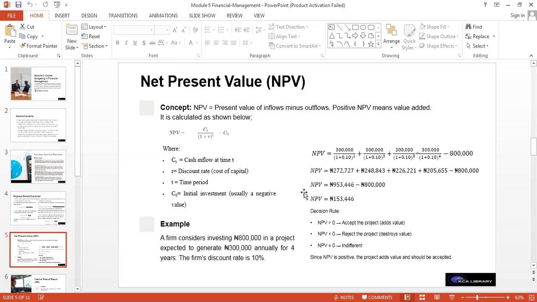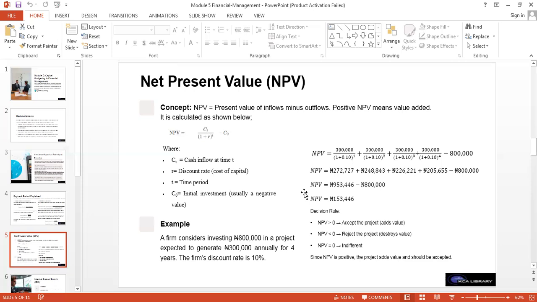For example, a firm considers investing 800,000 in a project expected to generate 300,000 naira annually for 4 years. The firm's discount rate is 10%. Using the formula as stated there, CT is the cash inflow at that time, which is 300,000 naira for every one of the years. We have 1 plus R, where R signifies the discount rate, and 10% is 0.10, and that's why we have it there.